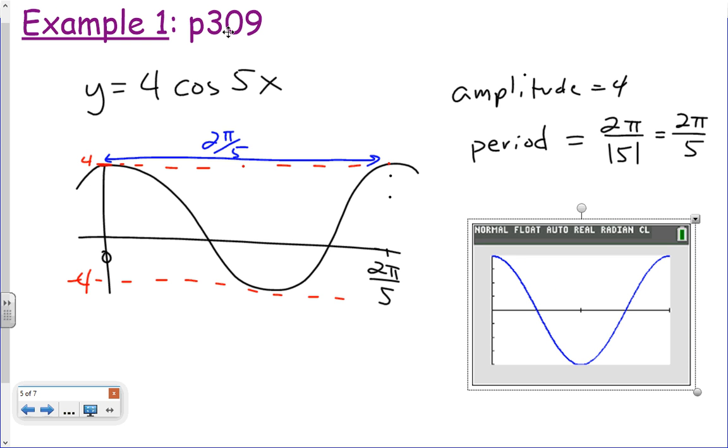All right, and they said find the period graphically and algebraically. Now, we didn't do it graphically, but if you trace your graph and use the maximum feature to find out where your high point is, you'll find that it is 2 pi over 5. We already did it algebraically.